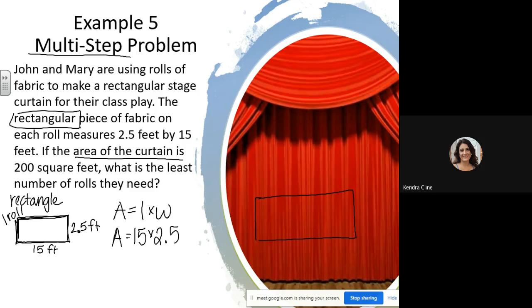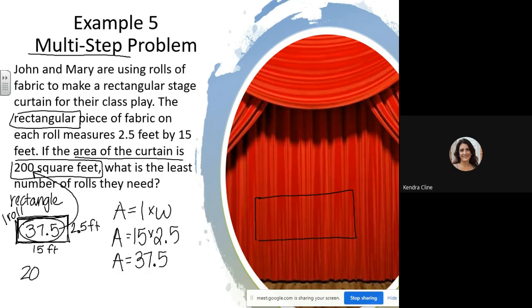So when I multiply 15 and 2.5, I get 37.5. And that's the area of one roll. One roll is going to cover 37 and 5/10 feet of the curtain. But I need my curtain to be 200 square feet. So I need to see how many of these I can fit in 200.